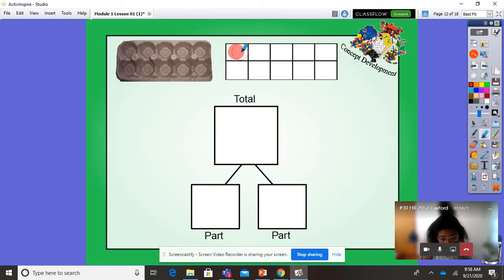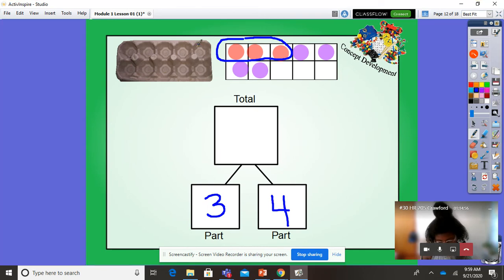Let's say one part is 3 and the other part is 4. So I'm going to fill in my number bonds. So let's see, I have 3 here is my first part. And then my second part is 1, 2, 3, 4. So my total or my whole, and this is where we use our count up strategy, 3, 4, 5, 6, 7. We get 7.